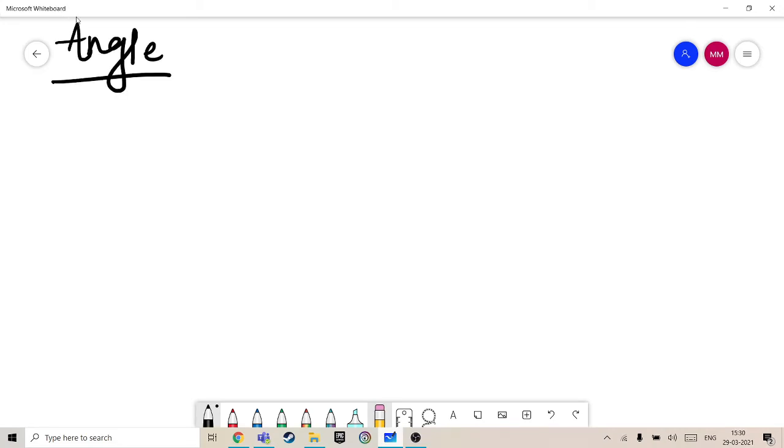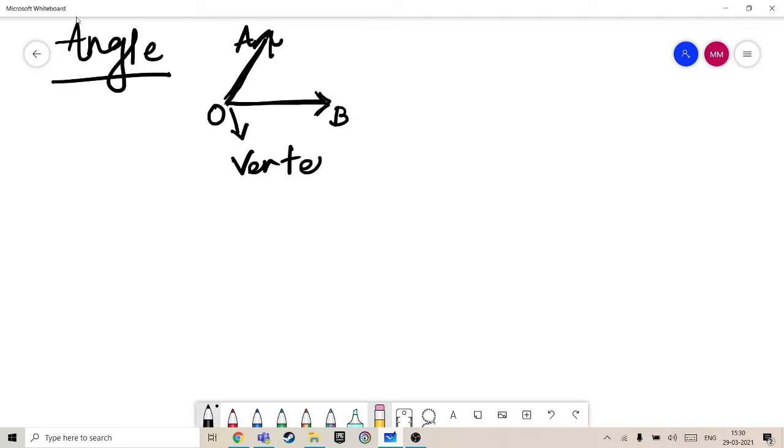First, what is angle? An angle is formed when two rays OA and OB intersect with each other at the point O. This point O is called the vertex. When these two rays intersect with each other at the point O, then an angle is formed. This is called AOB.